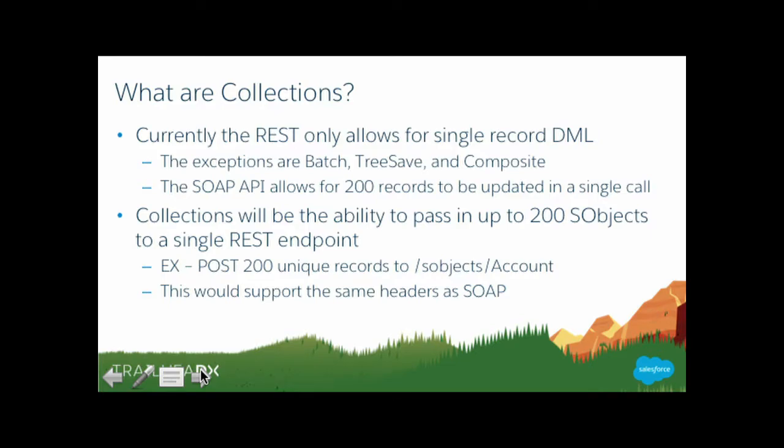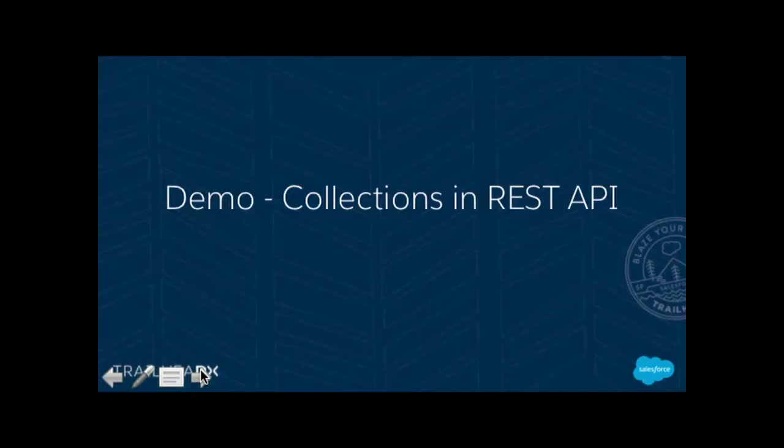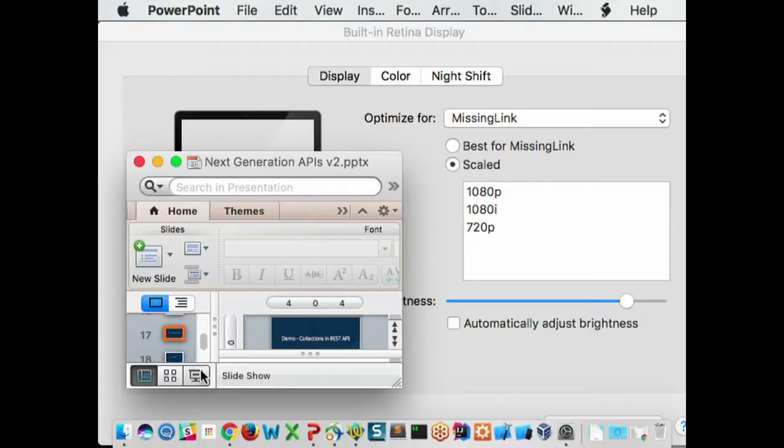The SOAP API, on the other hand, allows for 200 records at a time, and that's really our default save logic down in our core application, is we can save up to 200 records in a single call, which is why we expose it that way in SOAP. So we want to actually do the same thing in REST. So give you the ability to pass up to 200 objects at the same time to a single endpoint. We'll process them and then ultimately support the same headers as SOAP. Make sense? Perfect.